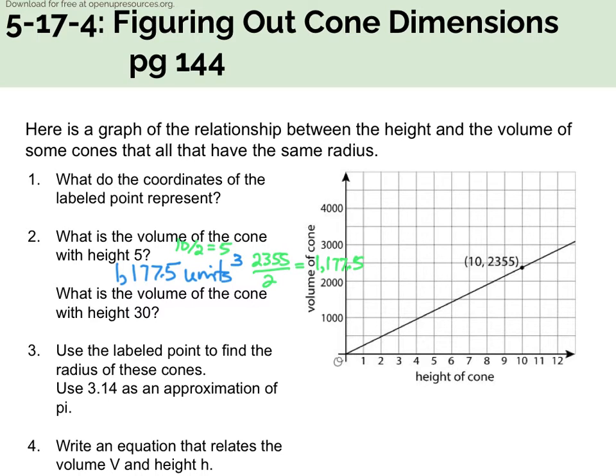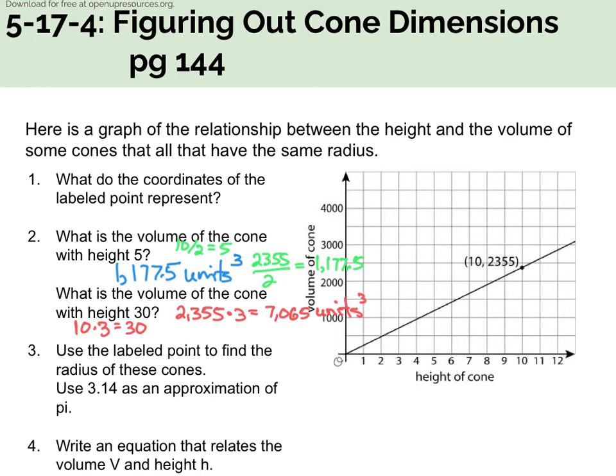So what about the volume of the cone when the height is 30? Again, we started with 10. What did we do to get 30? We took the 10 and multiplied by 3 to get 30. So what would that leave as the final amount? We're going to take the 2,355 and multiply it by 3. So let's do that, and we're going to get 7,065 units cubed. So if we have the height, then we have the volume. If we multiply the height by 3, we multiply the volume by 3.